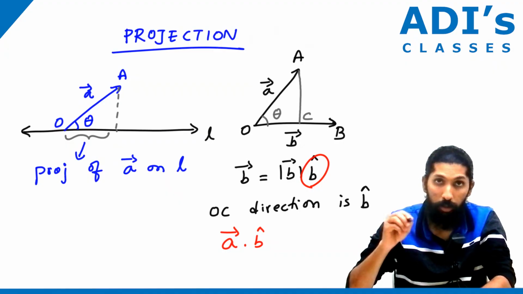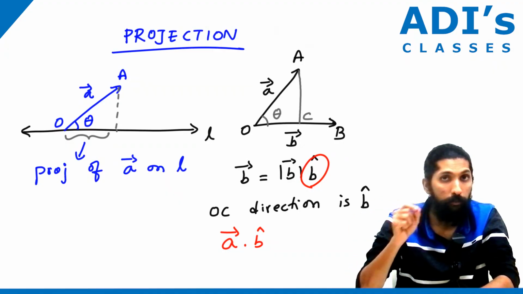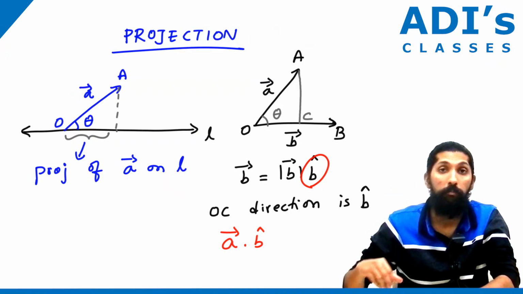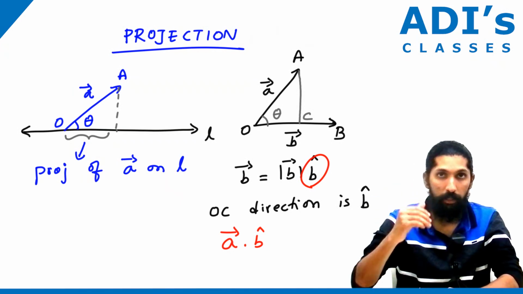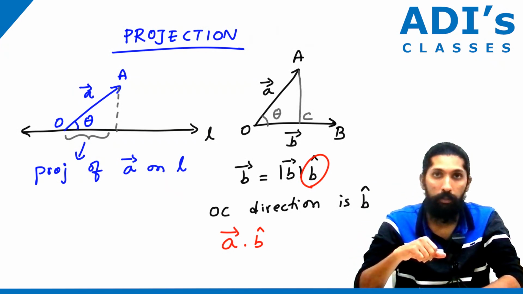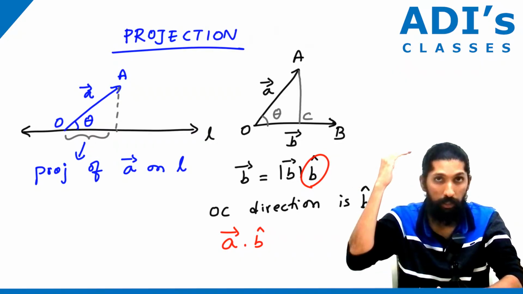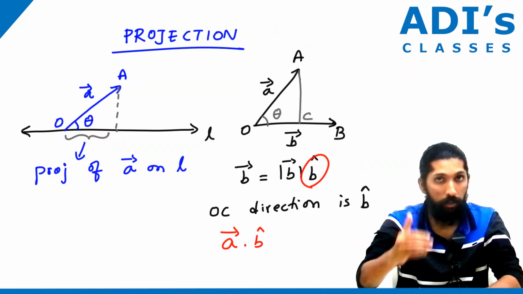Vector A dot B cap, because it is the projection of which vector? Vector A on which vector? Vector B. But since vector B has a particular direction, take the example of a street light which is behind you while you are walking. Now the street light is behind you, correct? Now the light comes and hits you.